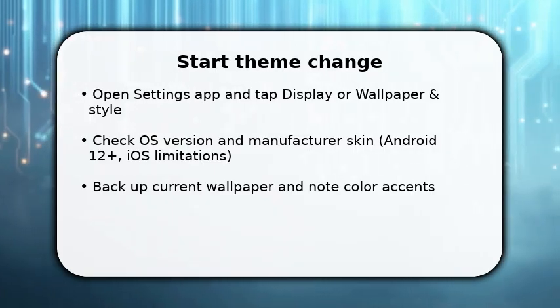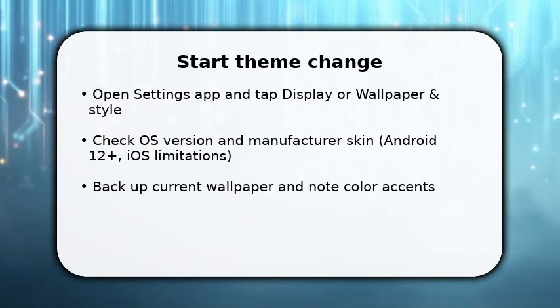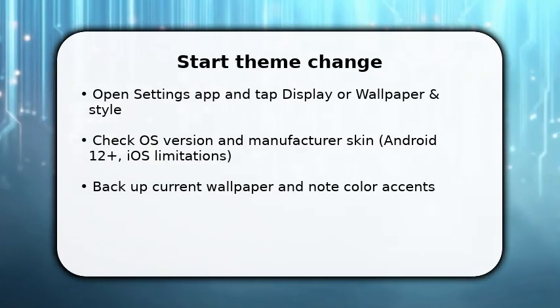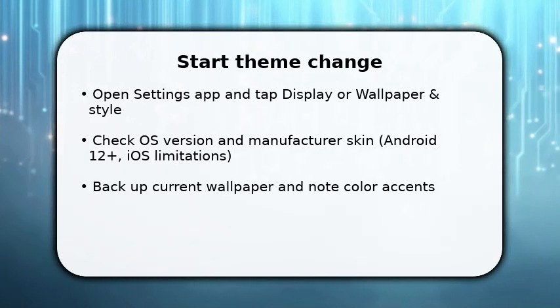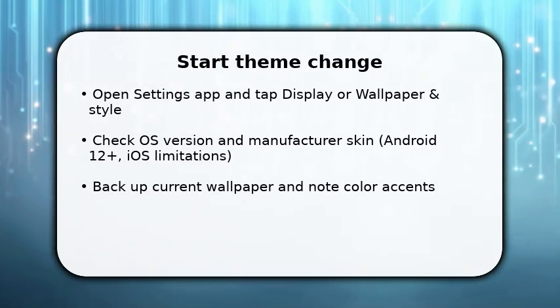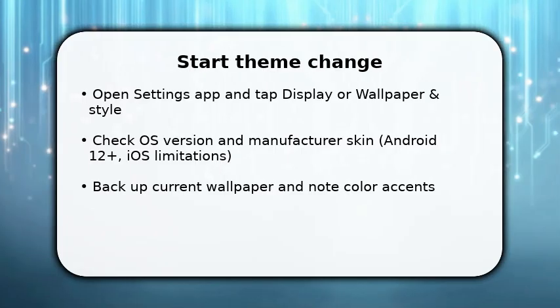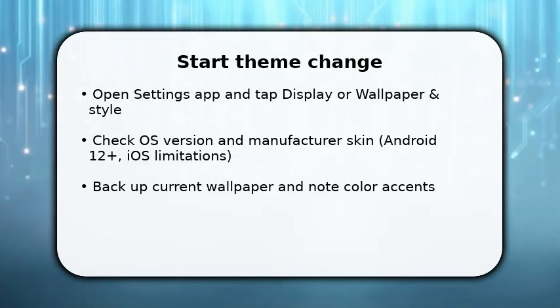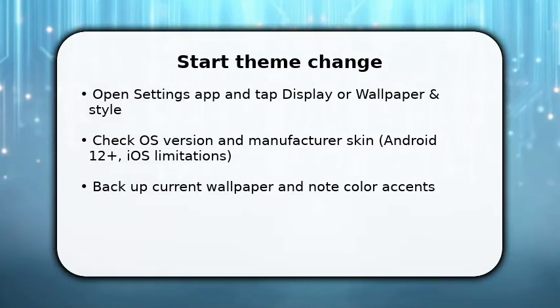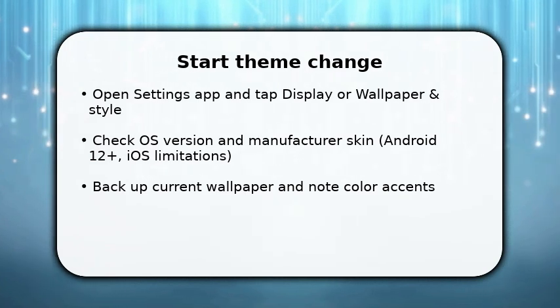Android 12 Plus and custom skins expose accent colors, while iOS limits system-wide changes. Make sure to back up or note your current wallpaper and color accents so you can revert if needed. Now, tap Theme, Accent Color, or Color Palette to load available presets and custom color pickers.